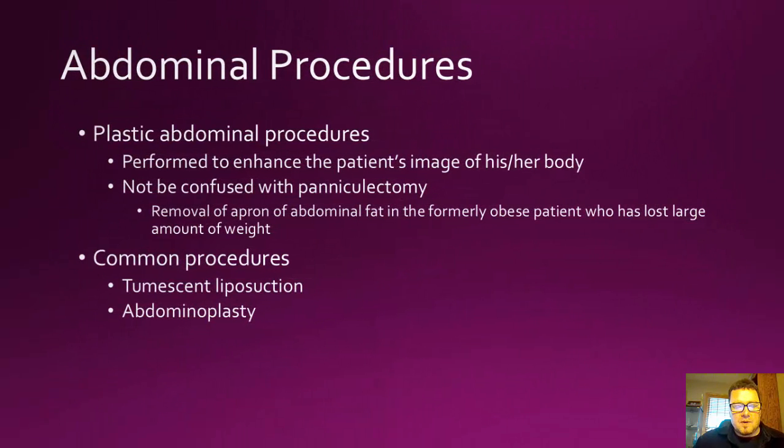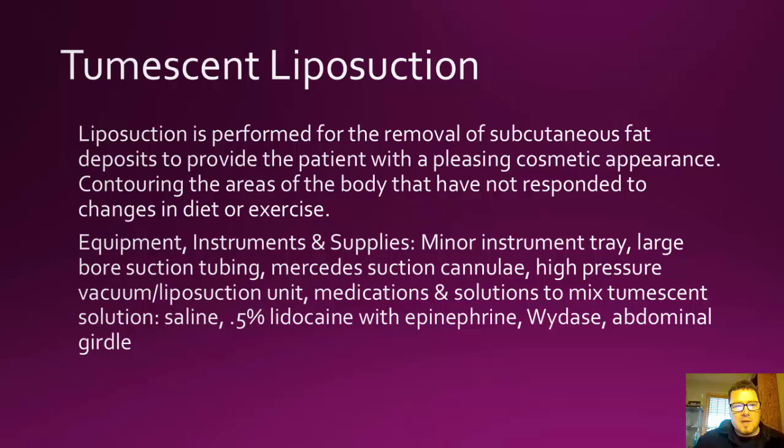Common procedures for abdominal procedures for plastics are tumescent liposuction and abdominoplasty. Tumescent liposuction is performed to remove subcutaneous fat, and it's a cosmetic procedure, and we're going after those areas of the body that do not respond to changes in diet or exercise. It's that stubborn fat that just won't go away.